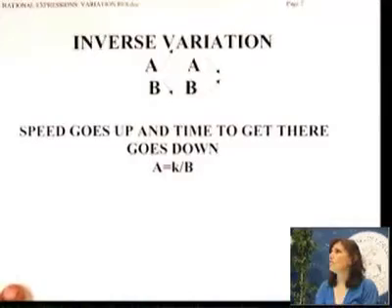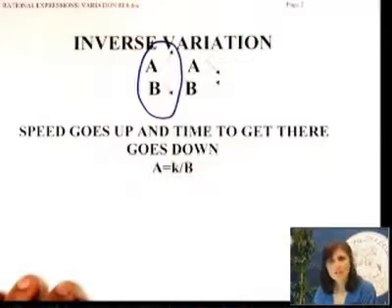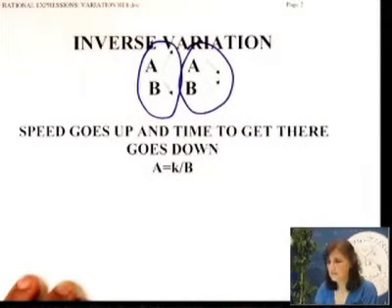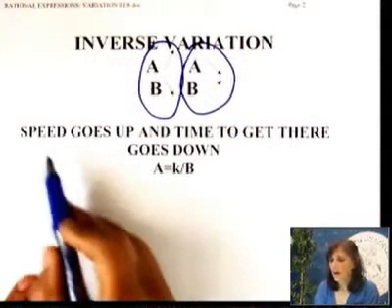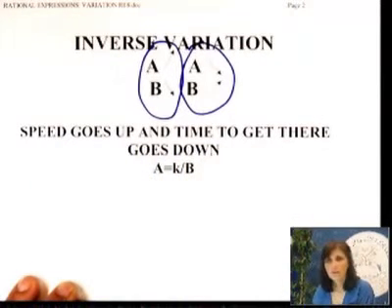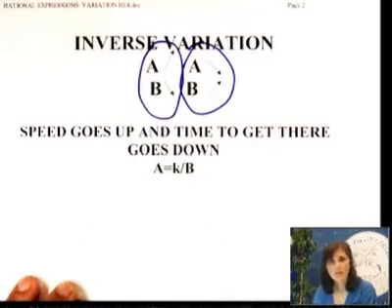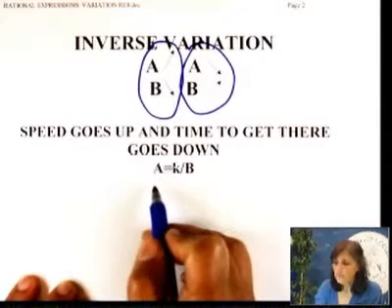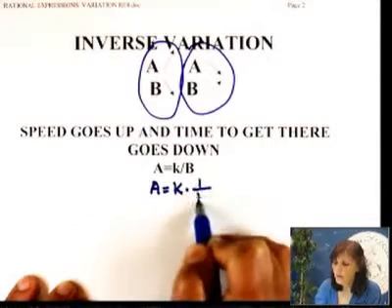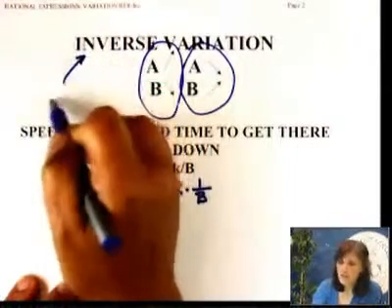Inverse variation. That happens when A increases and automatically B decreases. They are connected. Or A decreases, automatically B increases. An example: when you go faster, speed goes up and the time to get there goes down. In other words, A is the speed, it goes up, and then time to get there goes down. You can also write it A equals K times 1 over B. Inverse variation, sometimes called indirect variation.